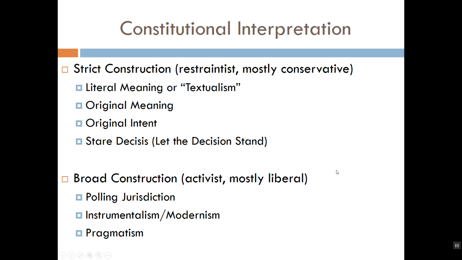Stare decisis is an approach to constitutional interpretation, which tells us that justices ought to interpret the Constitution through the lens of prior rulings. So if in the case of Griswold versus Connecticut, the court had ruled that there is a constitutionally protected right to privacy, well then in the case of Roe versus Wade, they simply have to accept and defer to that precedent or prior decision.